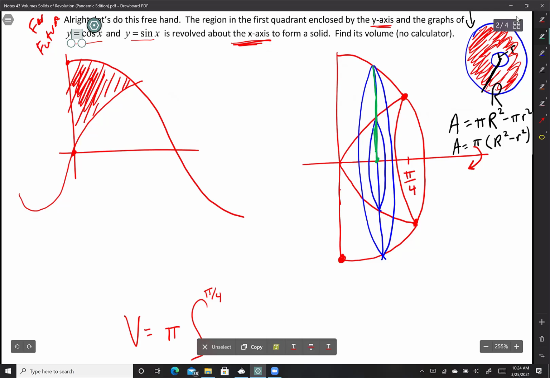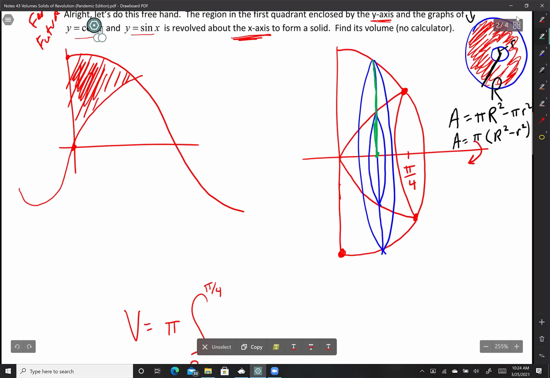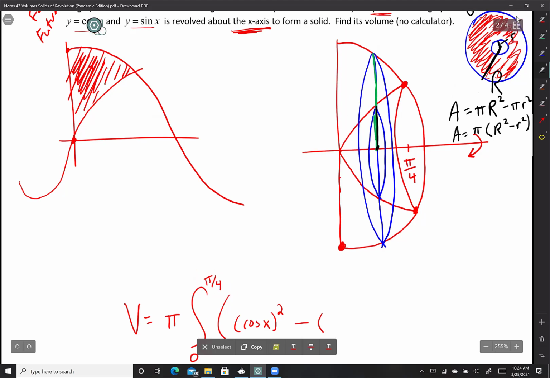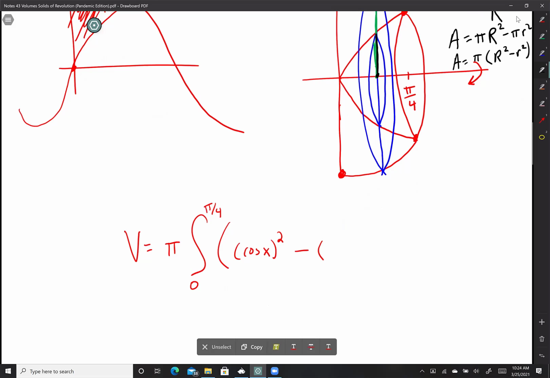That's my big R. So that top curve is dictated by which one? What is that top curve? Cosine. So I'm going to write giant parenthesis, little parenthesis, cosine x, close it, put a square on it. You can say cosine squared if you want. Minus, I'm going to open a little parenthesis up. Now the little curve is dictated by this line in black. What is that curve there? What is that distance from the x-axis to that curve? That's sine x. Close it, square on it, close it, dx.